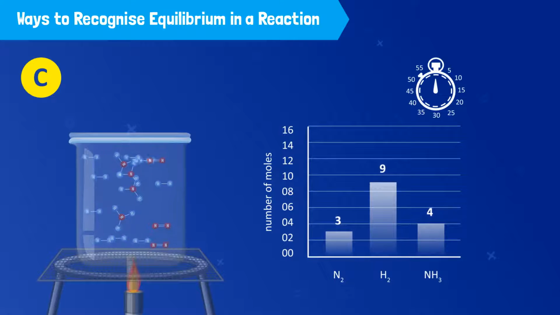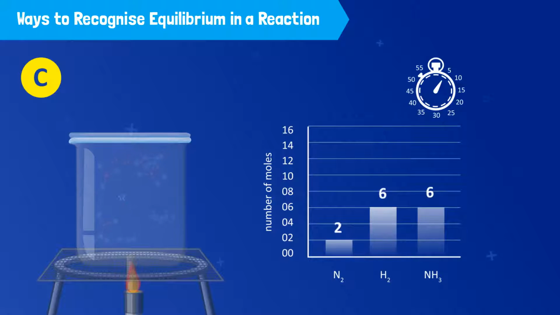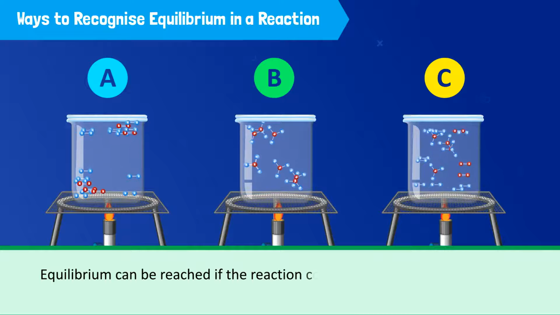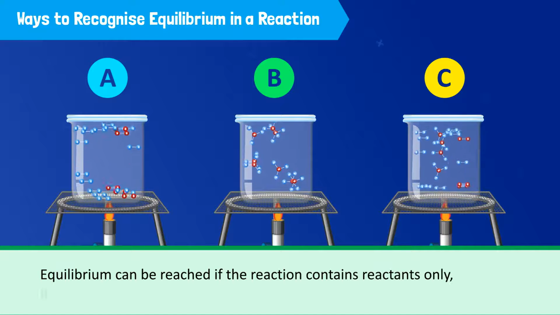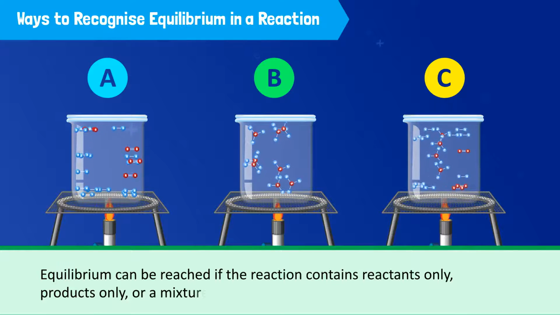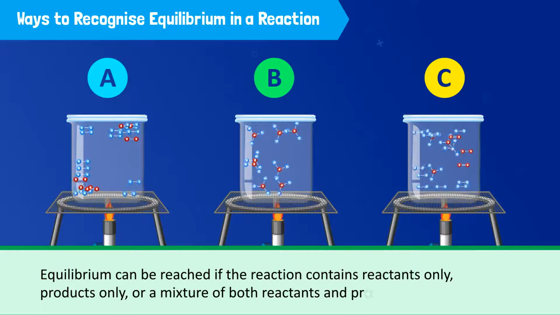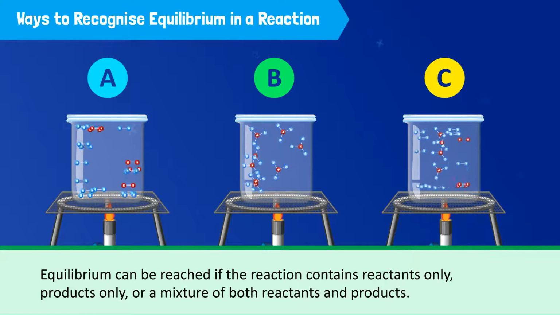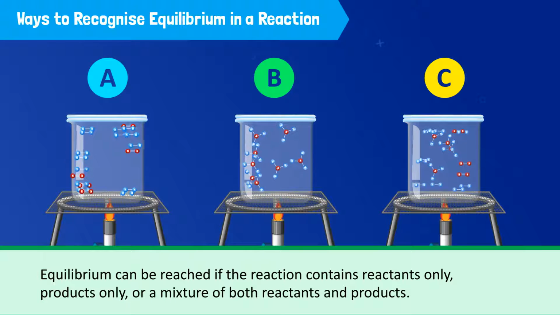Similarly, container C contains a mixture of nitrogen, hydrogen, and ammonia. After a while, the concentrations of all substances become constant as the rates of forward and reverse reactions become equal. Therefore, even though all three reactions are the same reversible reactions, equilibrium can be reached if the reaction contains reactants only, products only, or a mixture of both reactants and products. However, there are certain conditions that also must be met.